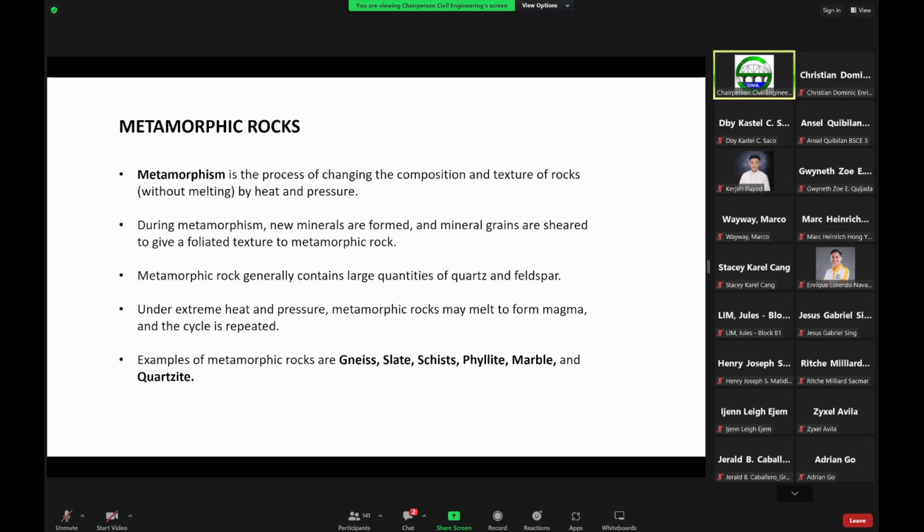Now, examples of metamorphic rocks are the gneiss, slate, schist, phyllite, marble, and quartzite. I think in my experience, so far we have seen the gneiss, the slate, and this quartzite. Yes, we have seen this quartzite in the field.